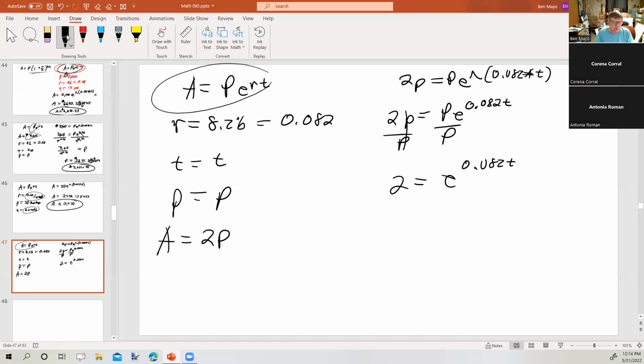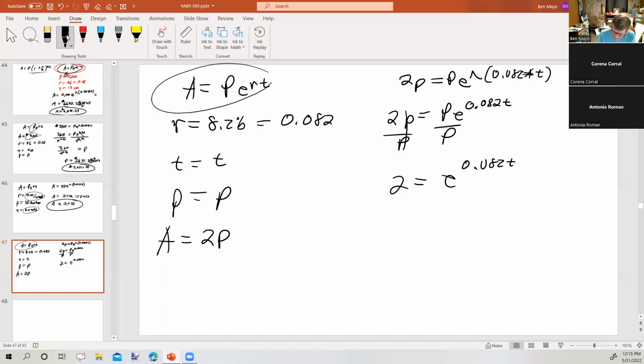Now, one could argue and say, well, wait a minute, what if P is 0? You can't divide by 0. Well, if P is 0, what are we even talking about? If we have a 0 population, nothing's going to happen to it, right? So it's a safe assumption that there is a positive population.